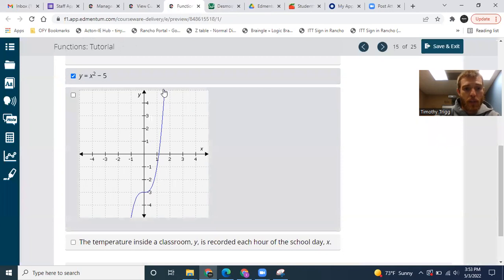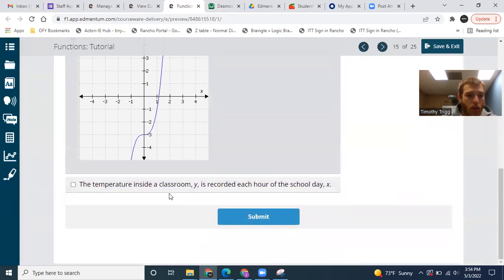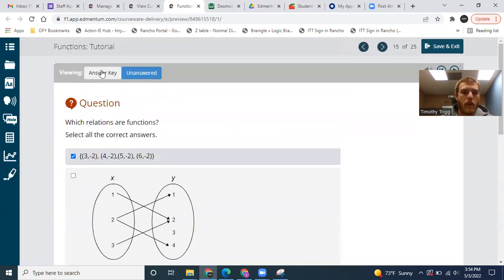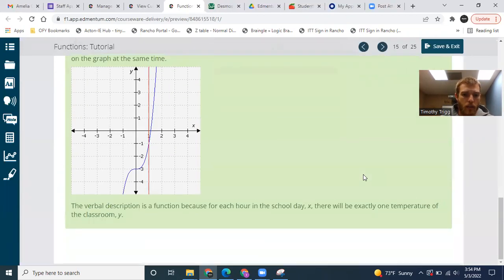Okay. Same thing here with this graph. No matter where you drew a vertical line, it would only touch the graph once. So this one is a function as well. The temperature inside a classroom Y is recorded each hour of the school day X. I would say this one is, yeah, this is a function as well, I think, because the time of day won't repeat, right? Let's just make sure that we're correct. Yeah.